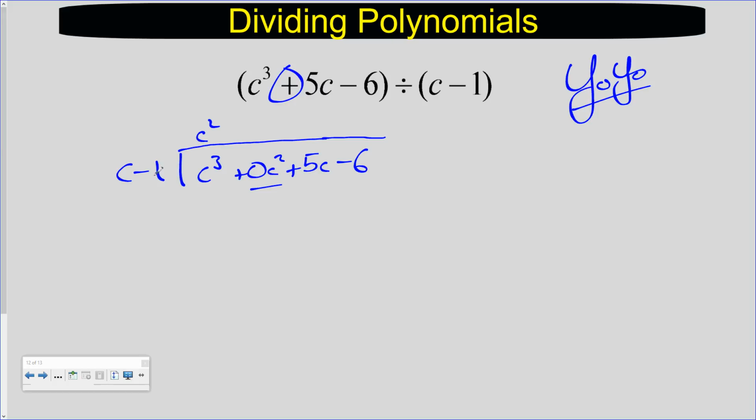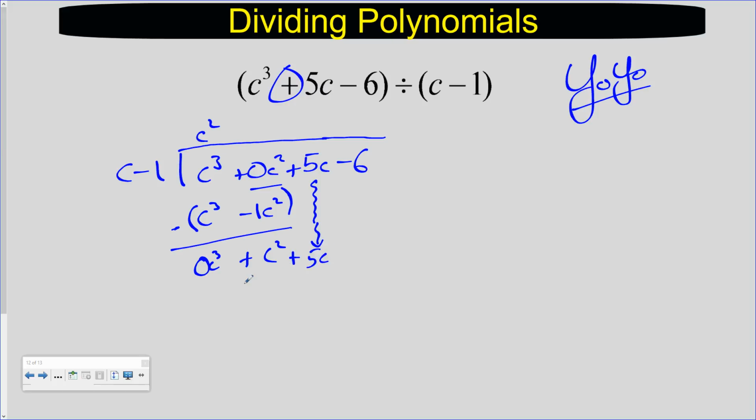Let's multiply it back through. C squared times c, c cubed. C squared times 1, negative 1c squared. Subtract that. C cubed minus c cubed is 0c cubed. 0c squared minus a negative c squared means I'm adding c squared. So I just have a positive 1c squared. Let's bring down our 5c.